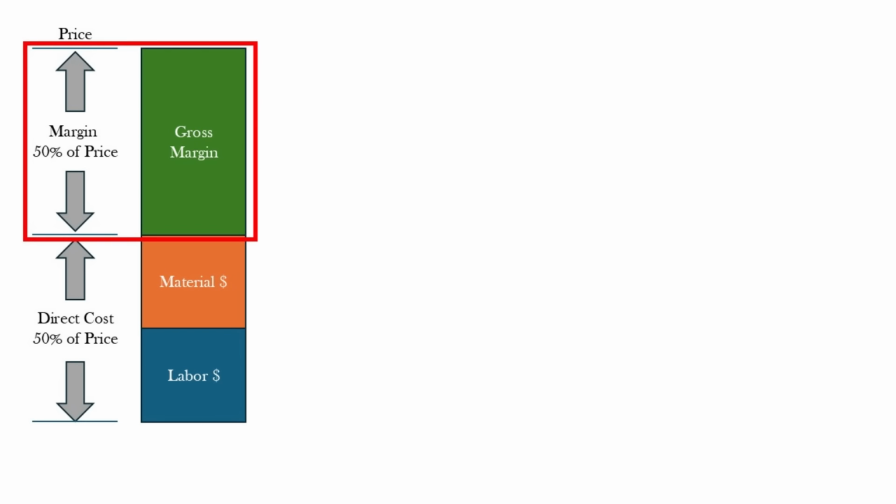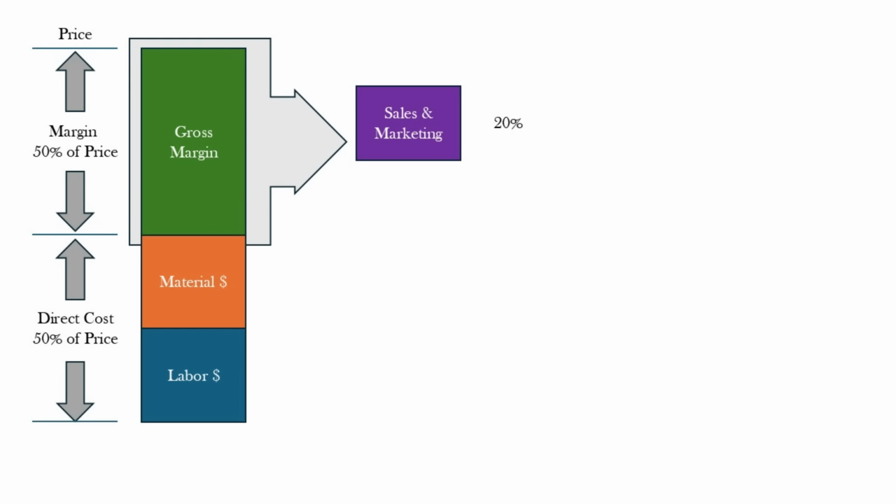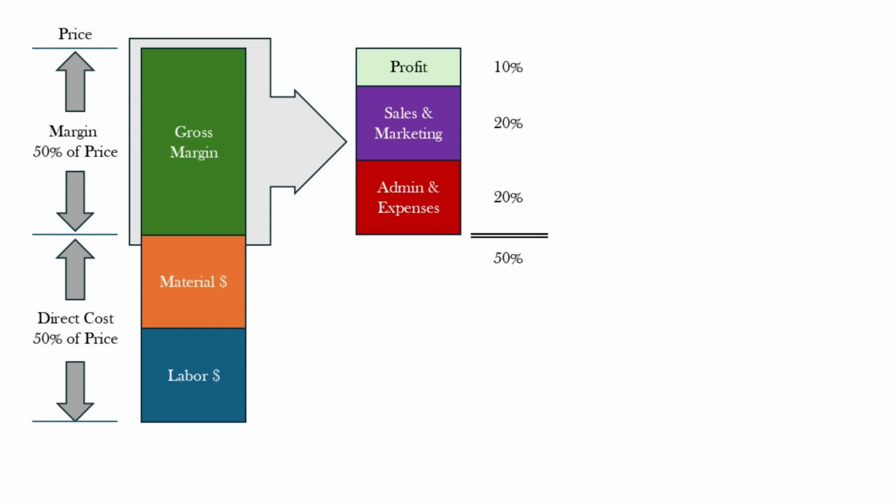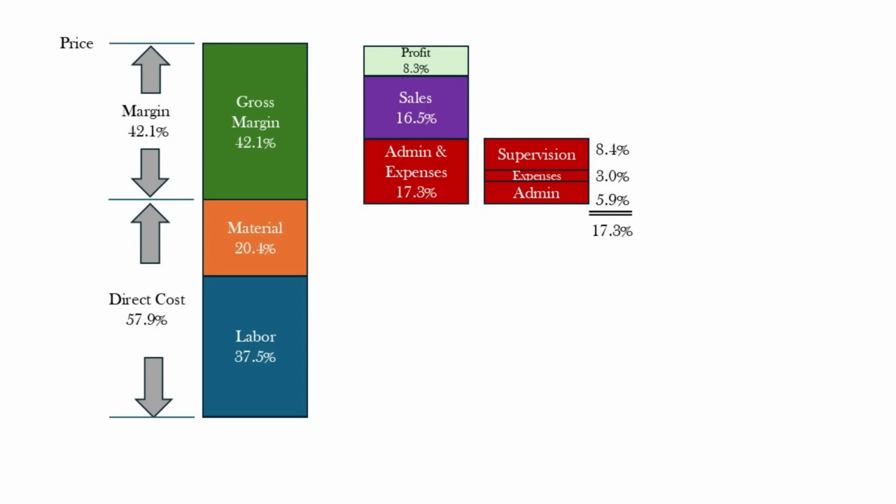As a rule, most companies should have a 50% gross margin. This 50% gross margin is comprised of 20% sales and marketing costs and 20% administration and expenses, and then 10% profit. Our example company is not doing as well as I'd like to see.